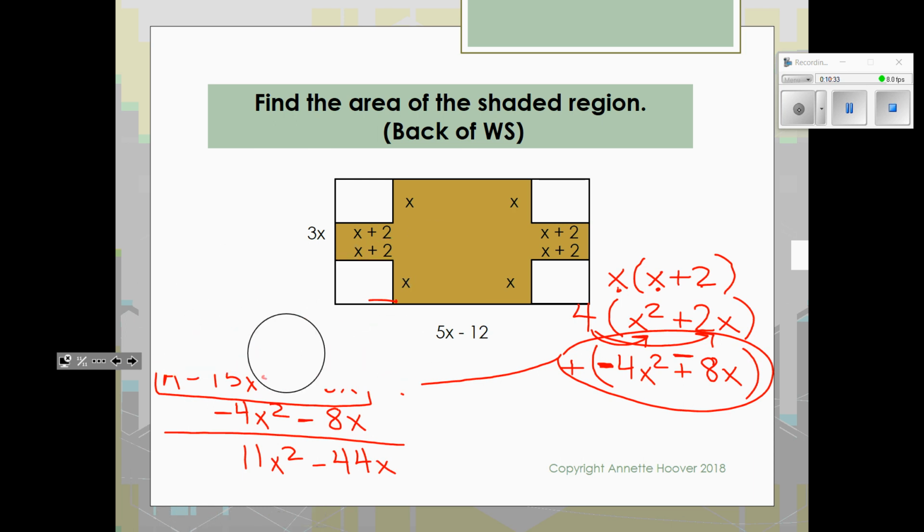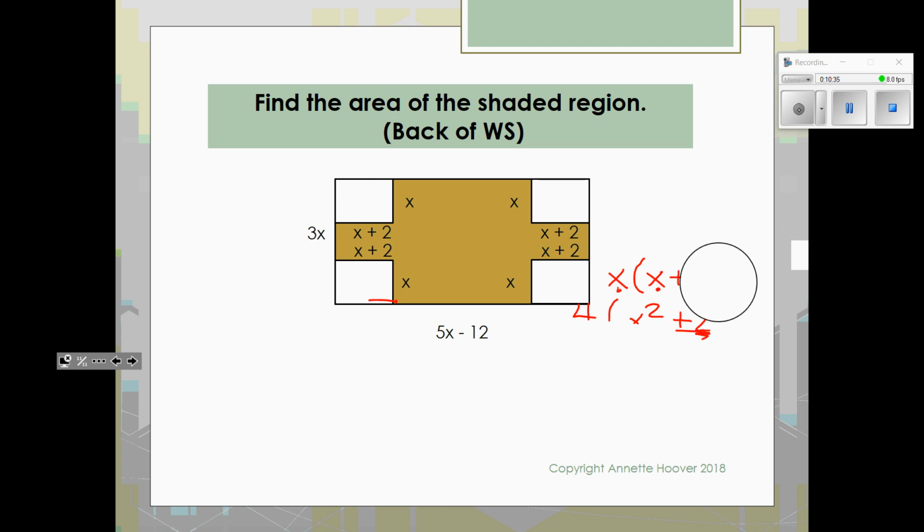That is the area of the shaded region. It took several steps to get there, but you know all of the steps necessary to get there. And good luck on your assignment today.